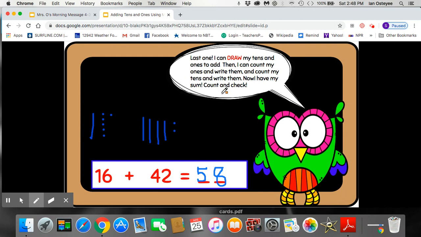And I'm going to count and check to make sure I have the right sum. 10, 20, 30, 40, 50, 51, 52, 53, 54, 55, 56, 57, 58. The sum is 58, and I did good work. So today we learned we can use objects or drawings to help us solve addition problems with two-digit numbers.